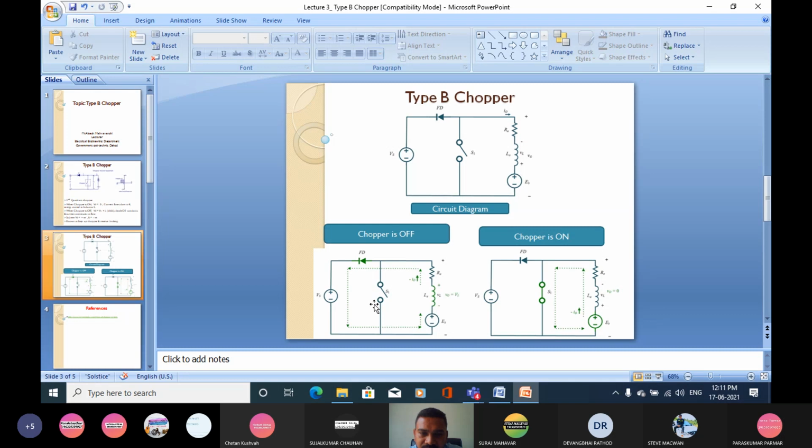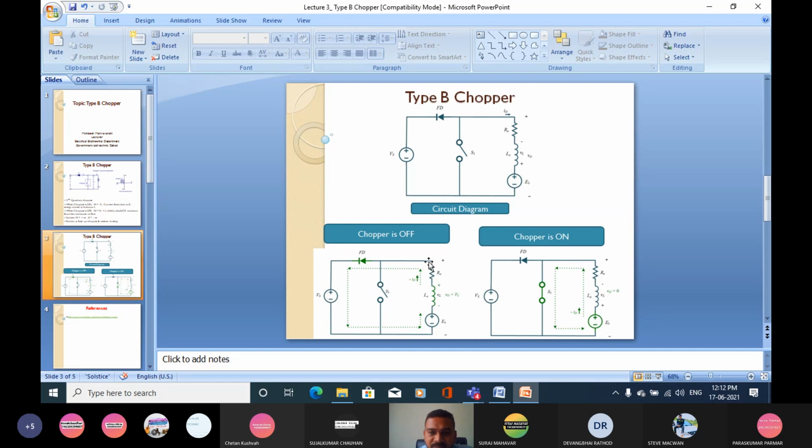Now we are making the chopper off. That means this switch is in open condition. We are keeping this switch in open condition, or we can say that it is in the off condition. Now as soon as this chopper becomes off, this source, the main source, is connected to the load. Look at this circuit. As soon as this chopper becomes off, this source is connected to load.